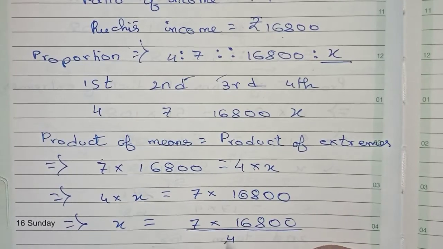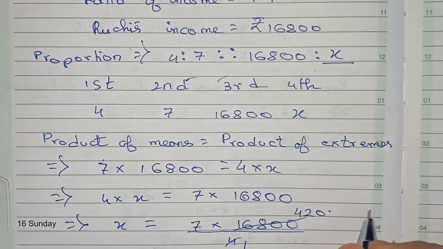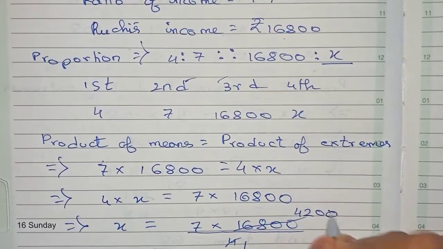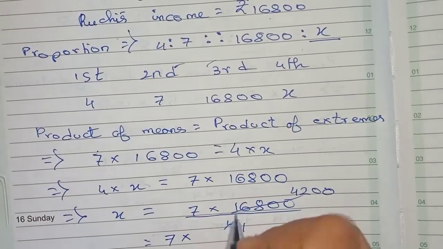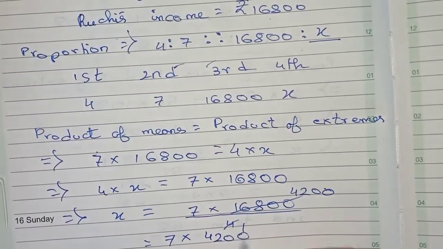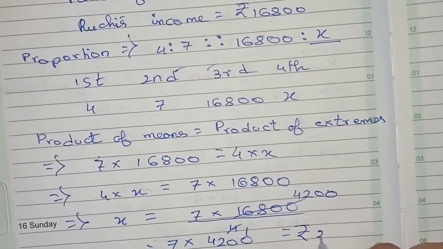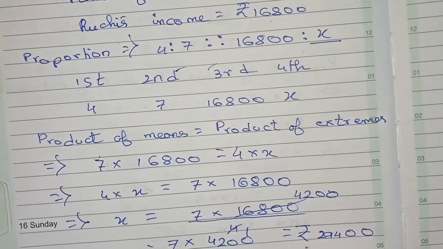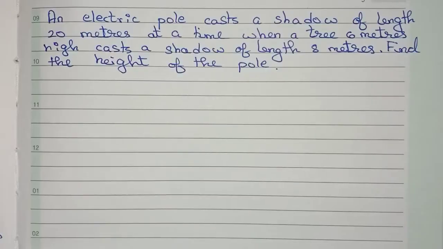So now I cancel 4 and 16,800, it becomes 4,200, which is equal to 7 into 4,200, which is equal to rupees 29,400. So this will be the final answer for this question. This is the income of Rajan.